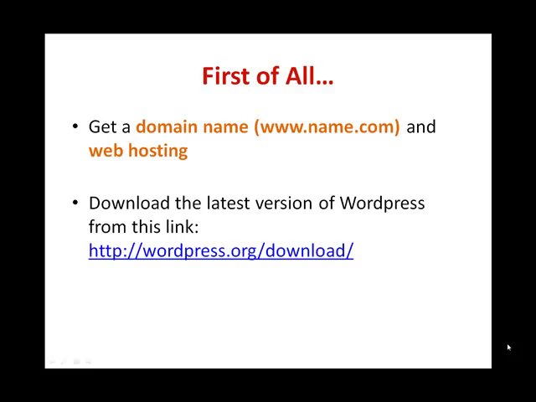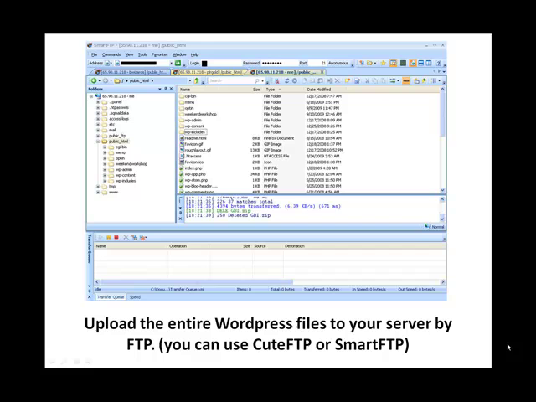Next, download the latest version of the WordPress blog script from this link, wordpress.org/download. Okay, done? Next, unzip all of the contents of the zip file you have downloaded from the wordpress.org website. Then, using your FTP program, upload all of the files to your web host. All of it. If you don't have an FTP program, you can search for CuteFTP or SmartFTP. Download either one of these programs online and install to your computer.